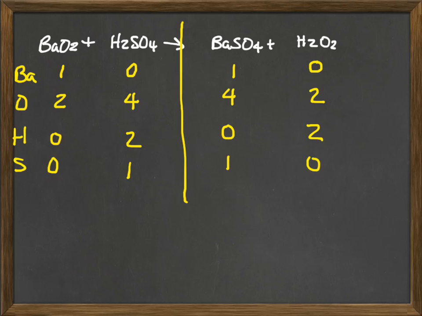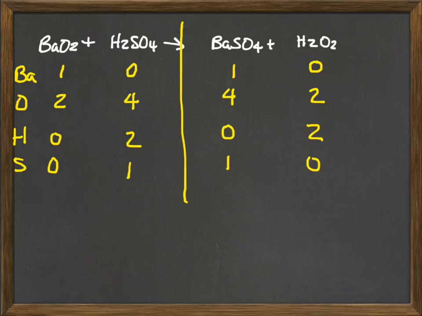So now I'm going to start at the top. Often that works out, sometimes it doesn't. But I'm going to start at the top and check how many barium atoms I have on each side. Well, I can see that this one's okay. I've got 1 on the left and 1 on the right, so that's fine.